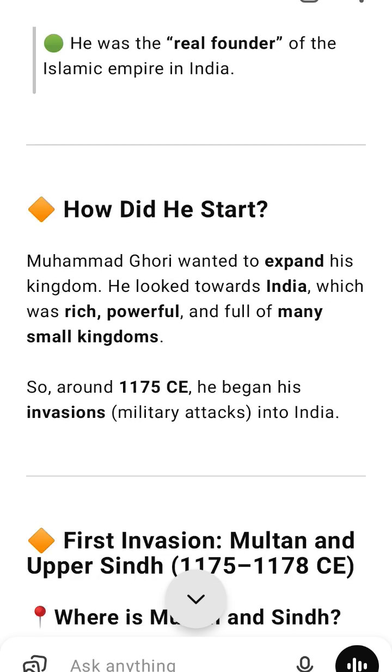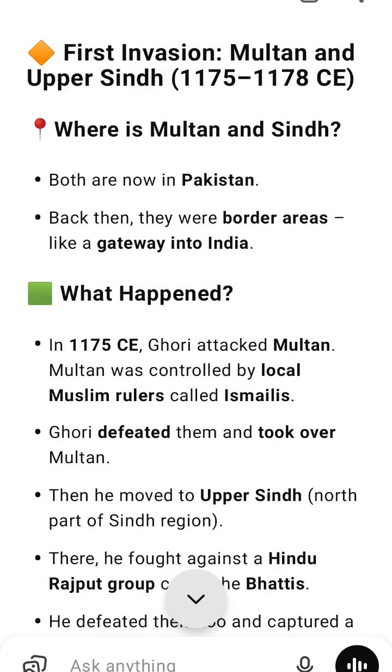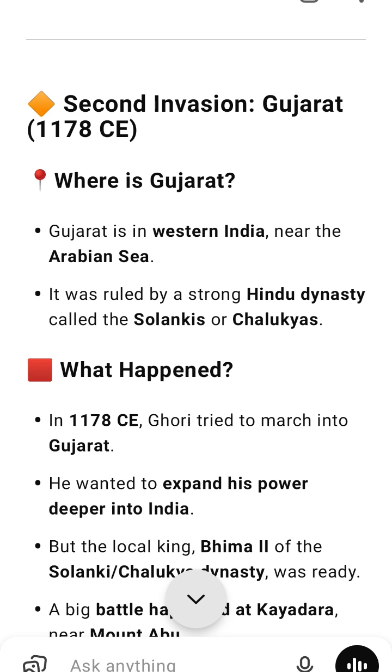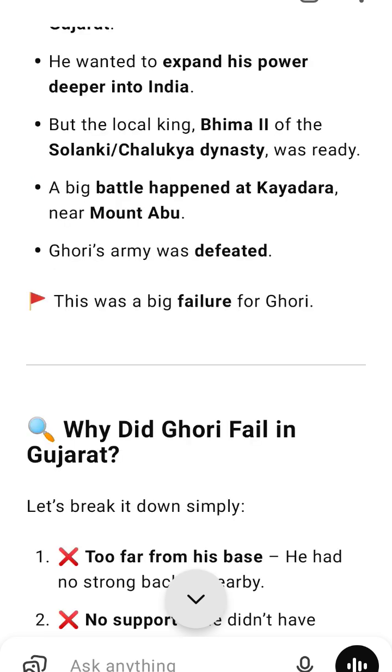Why did Ghori lose? He went too far from his base in Sindh. He had no strong supply line or local support. The Solanki army was well prepared and fought bravely. Lesson learned by Ghori. Even though he lost in Gujarat, Ghori didn't give up. Instead, he thought, next time, I should not attack deep into India without a strong base close by.